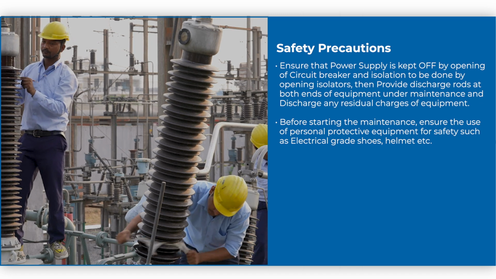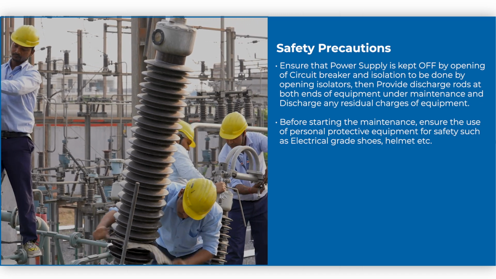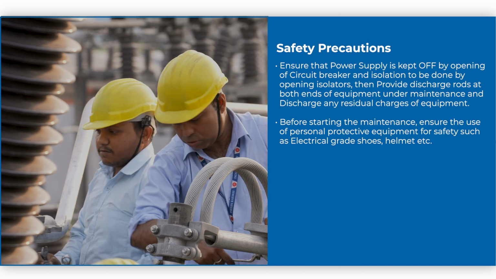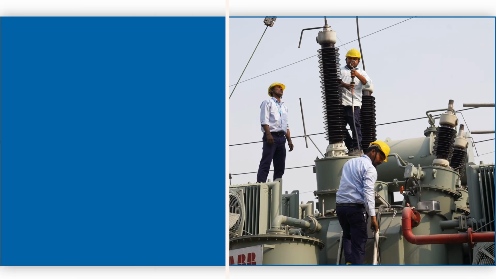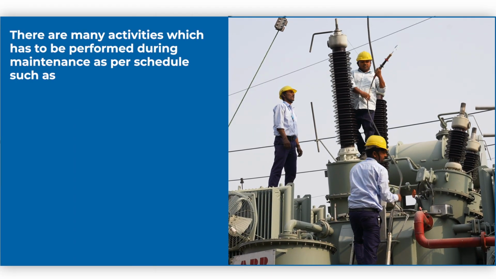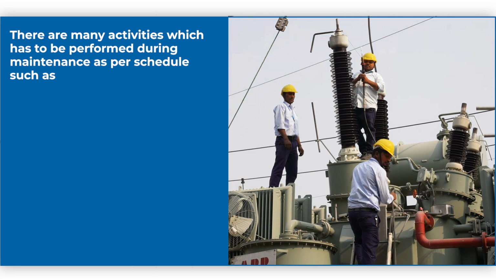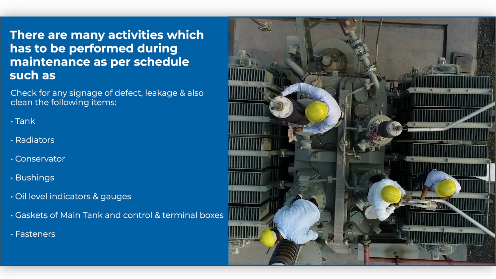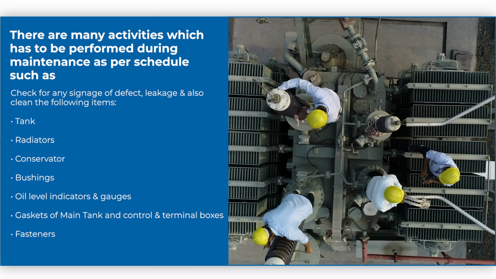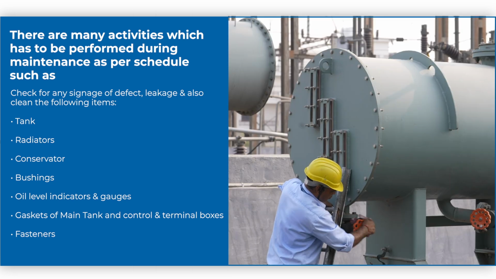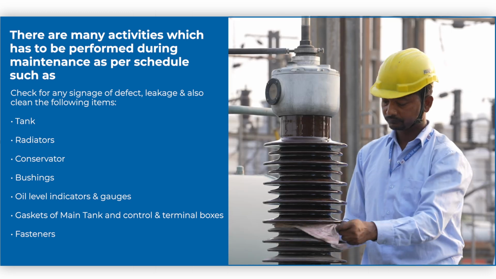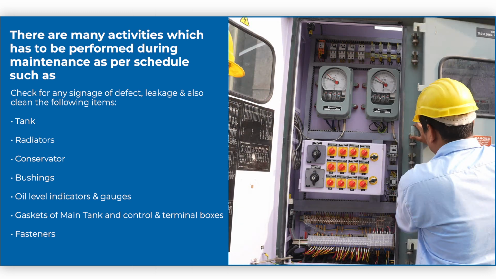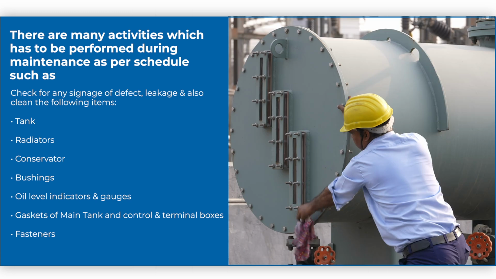Before starting the maintenance, ensure the use of personal protective equipment for safety such as electrical grade shoes, helmet, etc. There are many activities which have to be performed during maintenance as per schedule, such as check for any sign of defect or leakage, and also clean the following items: tank, radiators, conservator, bushings, oil level indicators and gauge, gaskets of main tank, control and terminal boxes, and fasteners.